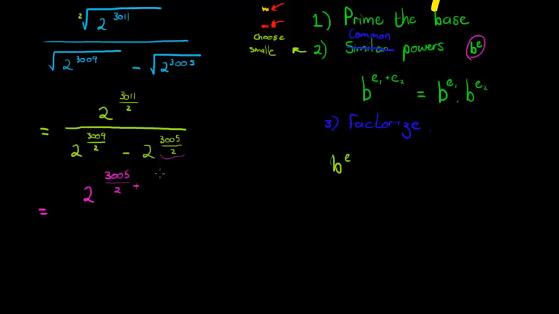So I notice, okay, I'll have to add 6 to the numerator, and to add to the numerator I need the same denominator, so I need a 2 as a denominator. So 2 to the power 3011 over 2 is the same as 2 to the power 3005 over 2 plus 6 over 2. In the denominator, this one as well, to get 3009, I have to take 3005 over 2 plus 4 over 2. And then this one I can just leave as it is, 2 to the power of 3005 over 2. There we go.